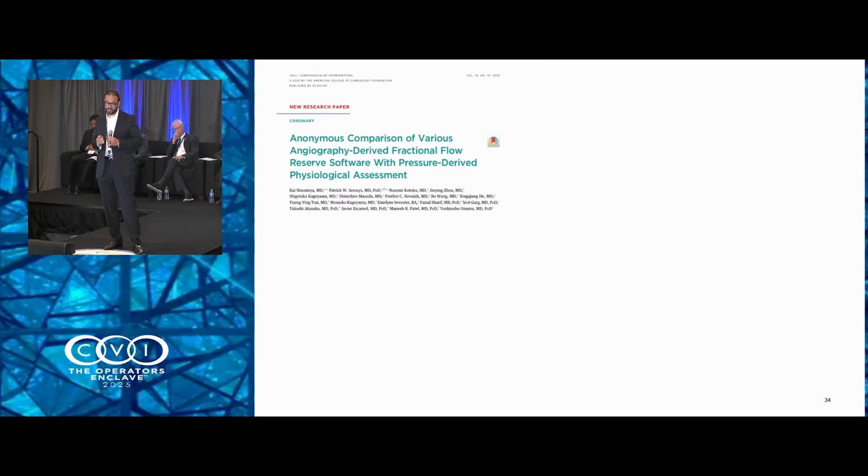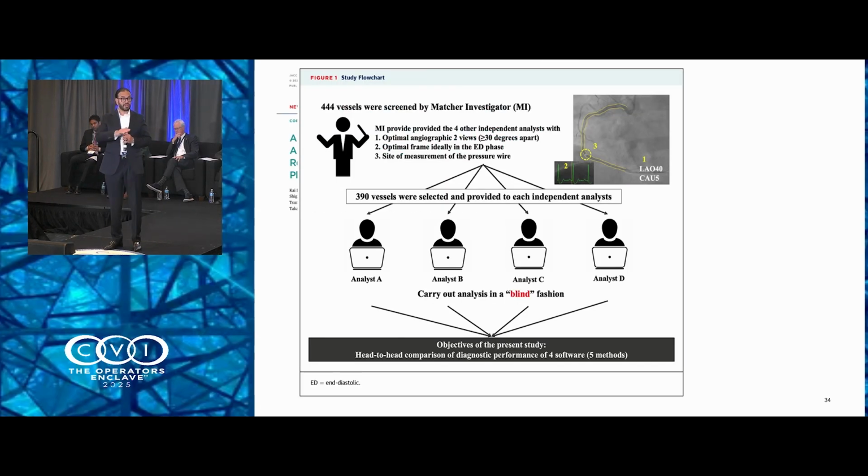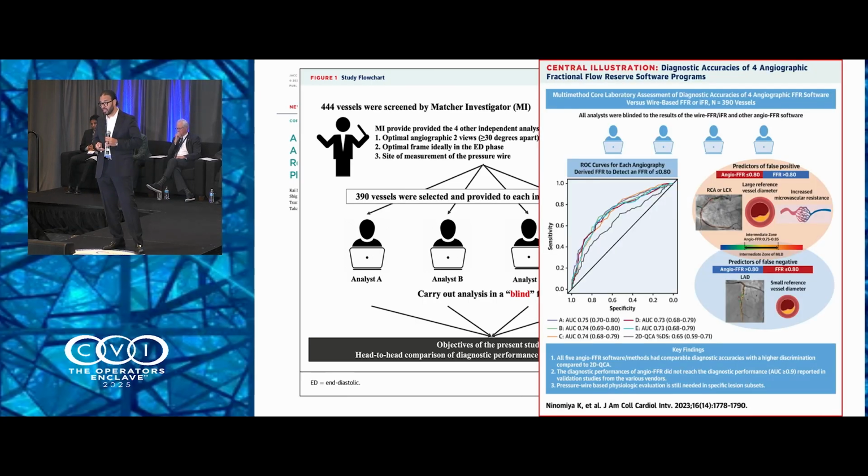Well, more data is coming out because there have been questions about whether all these systems are equal, the same, and should be managed or assessed the same way. In this analysis, we found that four softwares looked at a certain vessel or lesion, and they had some disagreements between the values obtained from the analysis. Although the caveat here is that CathWorks FFR Angio was not in this analysis.